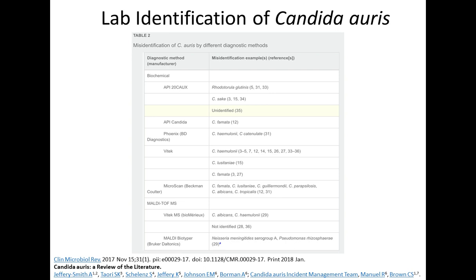And so this is an old table, so this is the review from 2017. We're going to talk about the updated identification schemes, but you can see whether it's API or Phoenix or Vitek or MicroScan, even some of the MALDI-TOF, Vitek MS and MALDI Biotyper, previous to updates, were not able to reliably call Candida auris. In fact, for most of these systems, Candida auris wasn't even in the database. So ultimately, the identification could be an unidentified Candida, or it would misidentify it as a different Candida species.